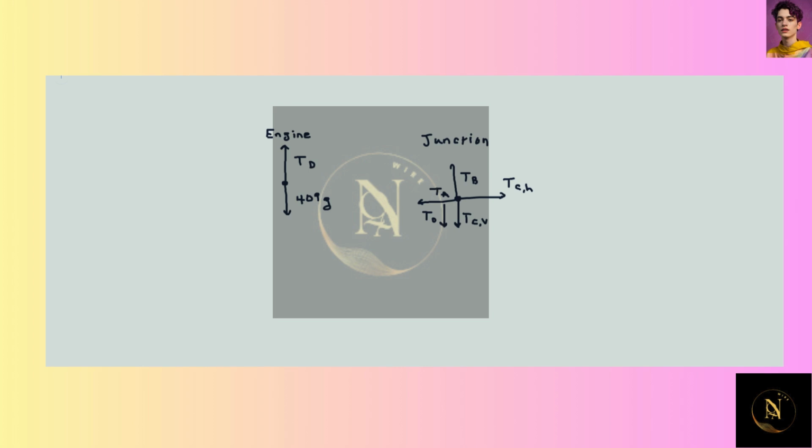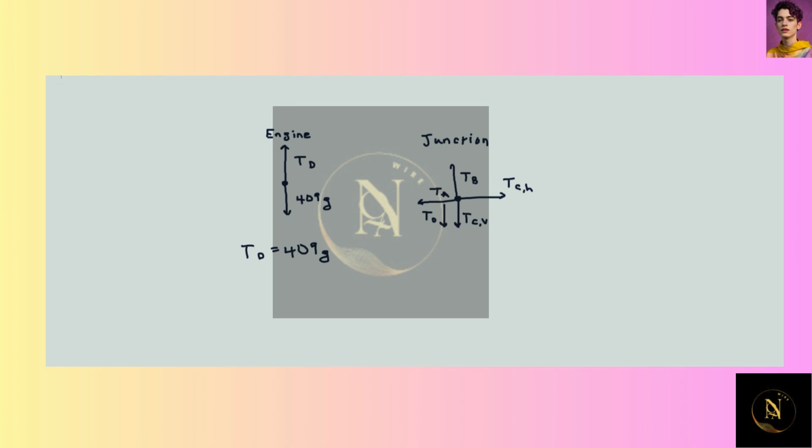First, I'm going to look at the engine. Newton's second law on this in the y direction tells us that the tension in rope D is equal to 409 times g. And so that'll be useful later.